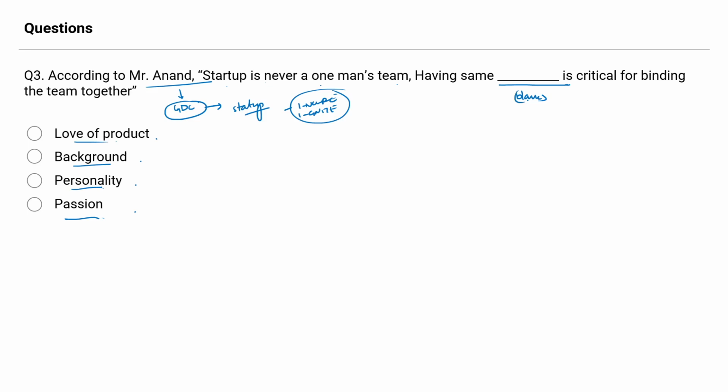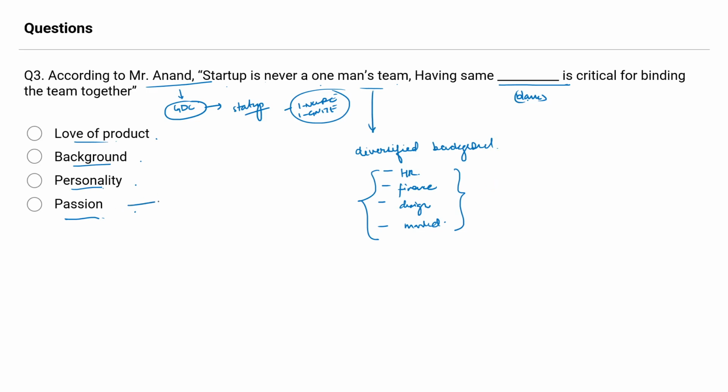Obviously, startup is not a one man's team because you need people from diversified backgrounds. For example, you need HR, you need somebody for finance, you need somebody from the design team, you need somebody from the marketing team, right? So you need that kind of diversification in your team. Just one person can do this, but not effectively, right? Your major energy will go into it. So you got one response on passion.